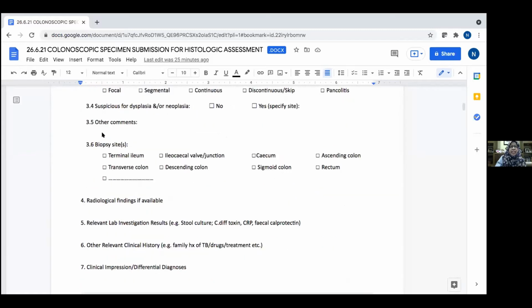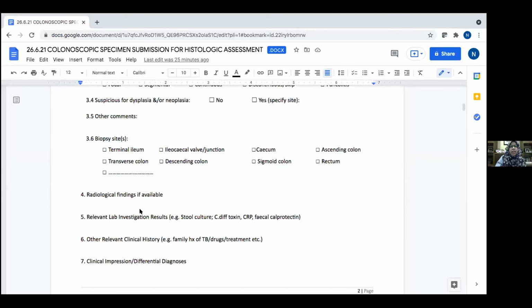Okay, so in section number 3.4, let us know if there is anything suspicious for dysplasia or neoplasia. And anything else that they want to tell us, they can write in other comments. And they will have to identify the sites that are being biopsied. Every segment needs to be submitted in separate containers, so that we can give a more meaningful interpretation. This will all be covered in our notes later.